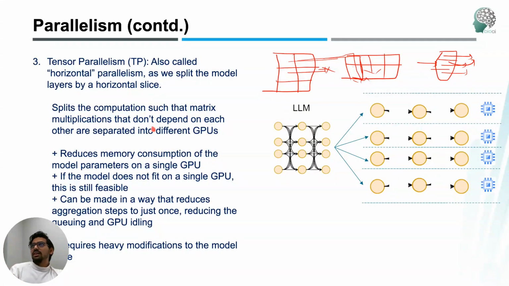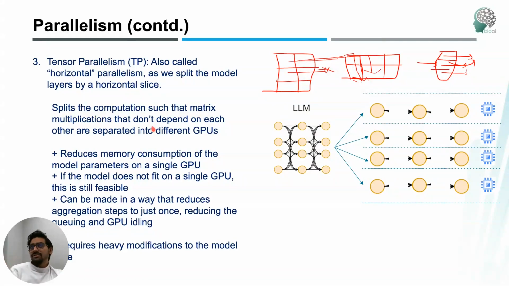So if this is a larger matrix, it's basically being split into smaller matrices now. And since they are independent operations, you can just split them on different GPUs, and then later you can have an aggregation step where they are concatenated back, and then you can proceed with your model computations.